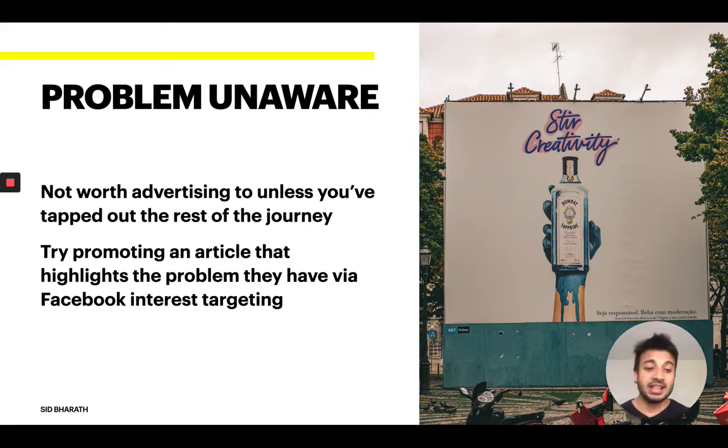So in this case, if you've tapped out everything else and you just don't have the budget for billboards, you can still do this online through, say, Facebook interest targeting and promoting some sort of article that highlights the problems that they have. So back to the Shopify example, that store owner who has a physical store and is just unaware that they could be making so much more in sales, or the blogger who is unaware that she has some sort of income ceiling, you could try promoting some sort of article to, say, a blogger, or a person who's interested in commerce, and talk about the downsides of only operating a physical store, or creating income via AdSense on your blog.